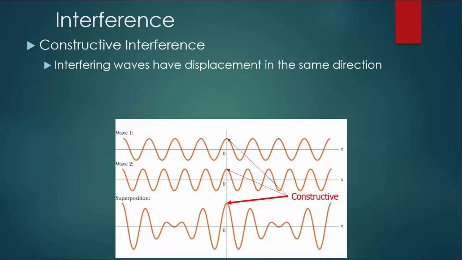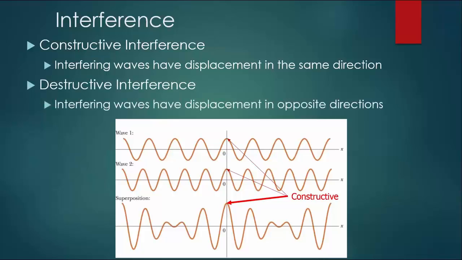The other type of interference that we saw was destructive interference, and this is when interfering waves have displacement in opposite directions. Take a look over here. Wave 1 has displacement above the midline, wave 2 has displacement below the midline, and you can see down there, where they're in superposition, that they basically cancel each other out.